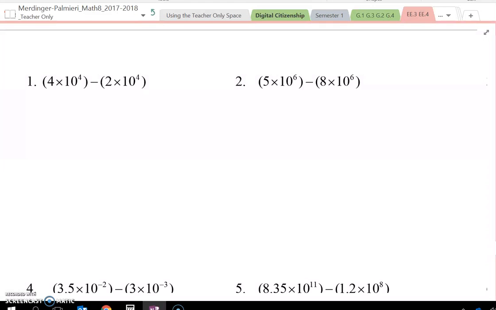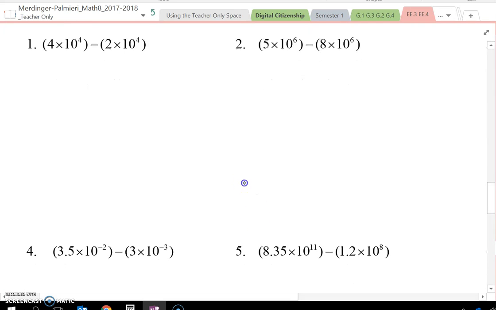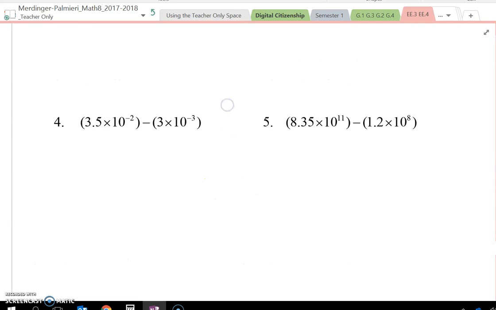Let's go through some of the examples in your EE4 packet for subtracting scientific notation. I am going to skip some of the easier ones. Remember that all of the answers will populate onto OneNote later in the evening or tomorrow morning, so you can always go back and check the rest of your work. But for now, I'm going to just go through a few of the more complex ones.